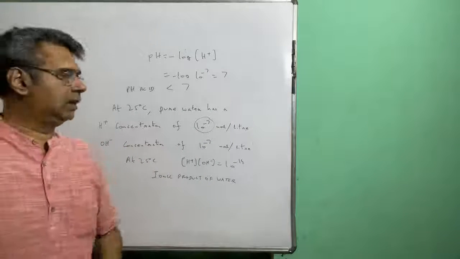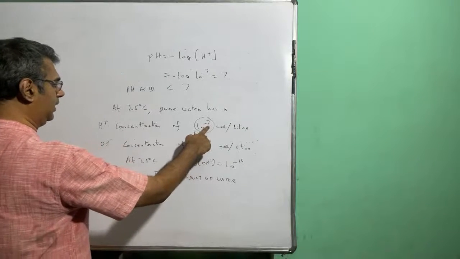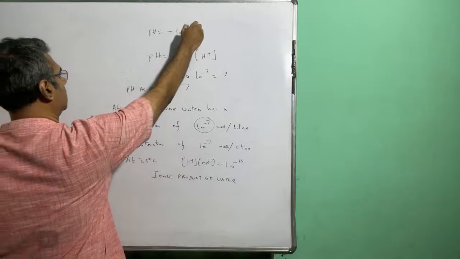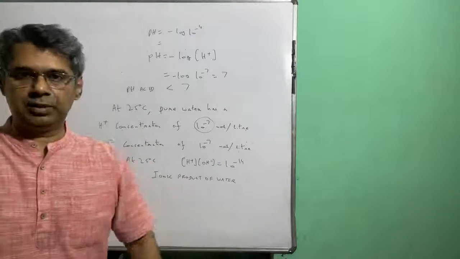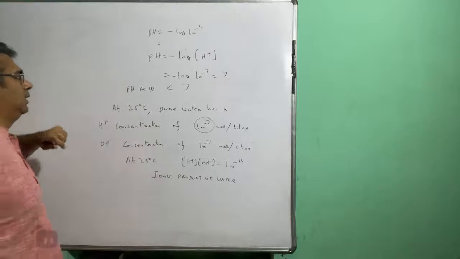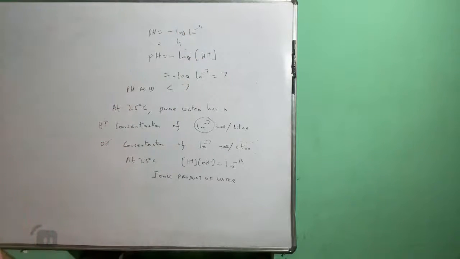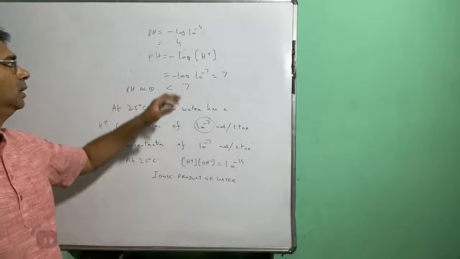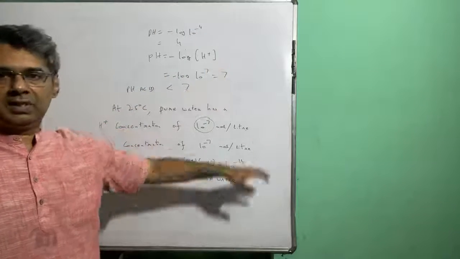I'll give you one example. Suppose instead of 10 to the power minus 7 you take 10 to the power minus 4, like you have taken pure water and added acid to it. So 10 to the power minus 7 has become 10 to the power minus 4. Then the pH will be minus log 10 to the power minus 4, which is 4. So for an acidic solution the pH value comes to 4, which is lesser than 7.